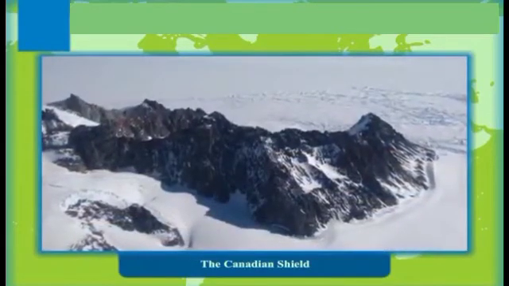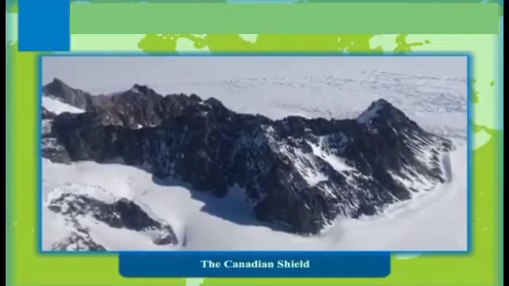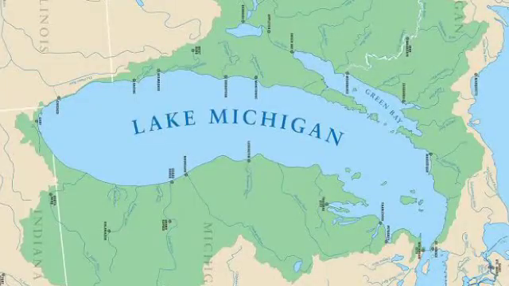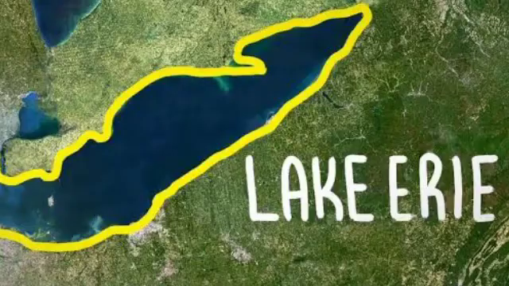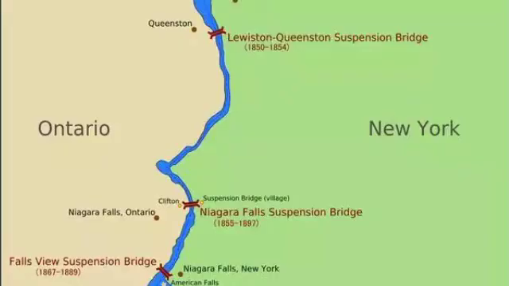The Great Lakes form the southern boundary of the Canadian Shield. The Great Lakes are Lake Superior, Lake Michigan, Lake Huron, Lake Erie, and Lake Ontario. The famous Niagara Falls is located between Lake Erie and Lake Ontario.